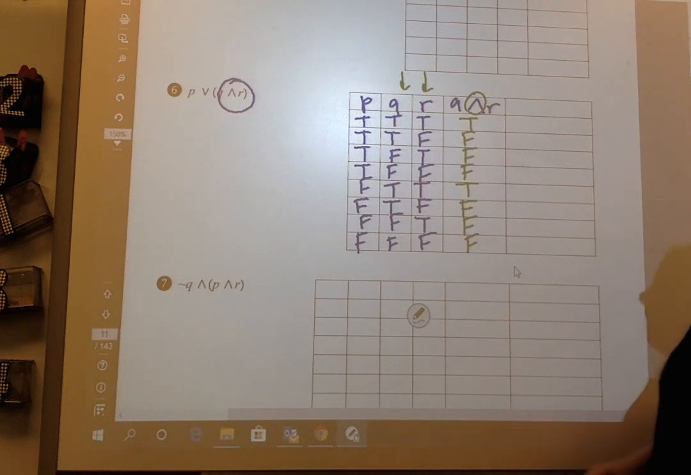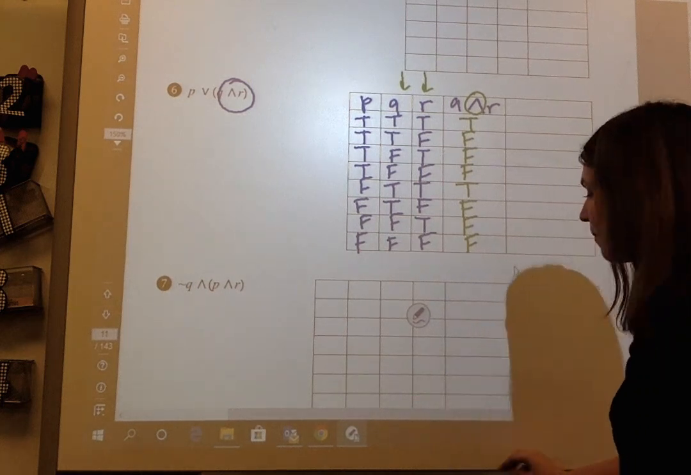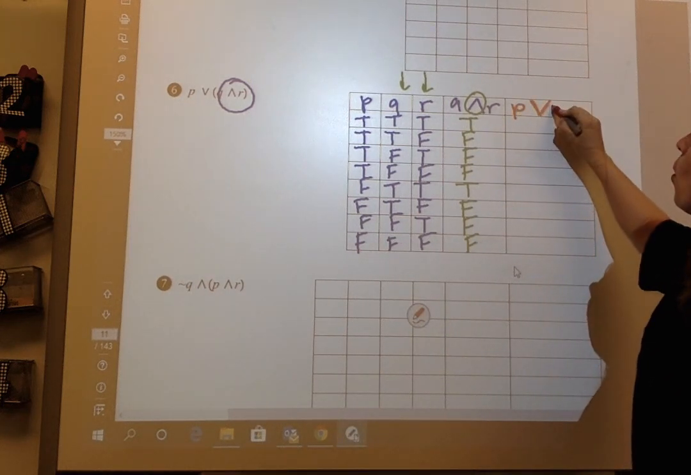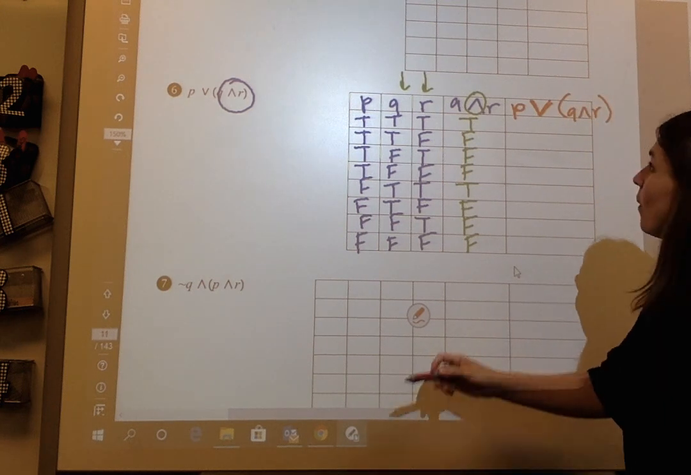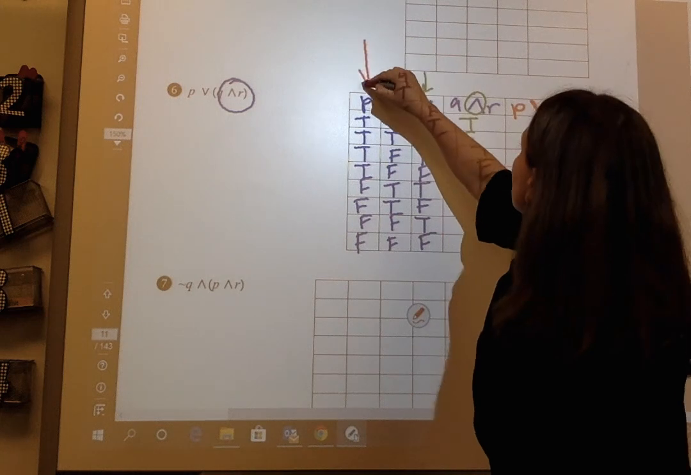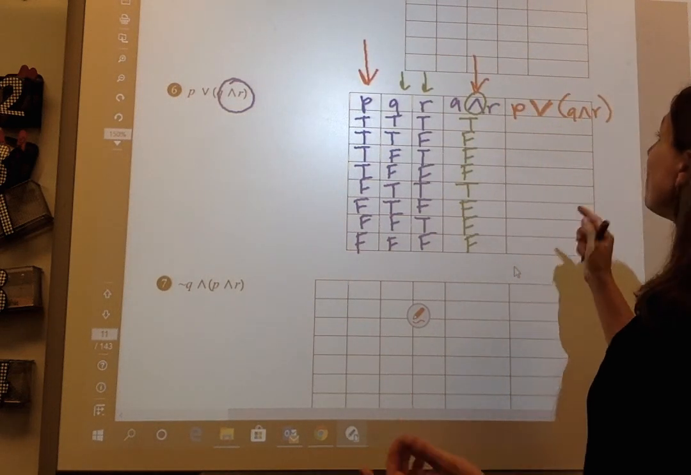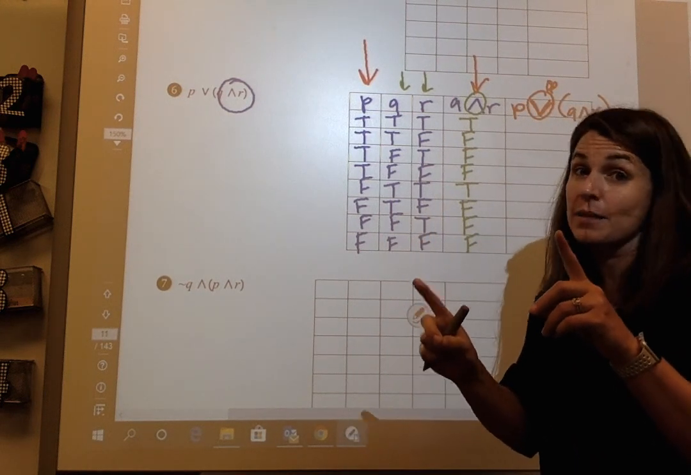Okay? Now I'm going to be comparing P or Q and R. So now I'm comparing this column with this column, remembering it's an or statement, so only one of those has to be true.